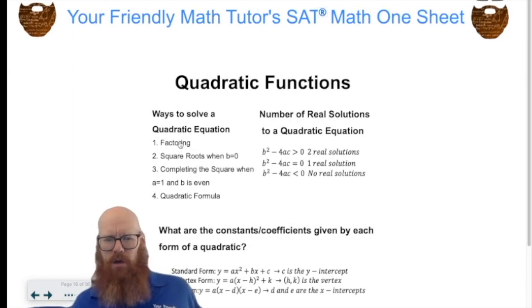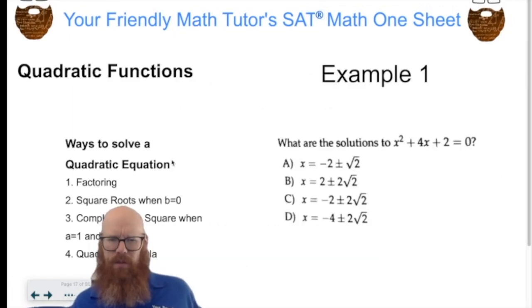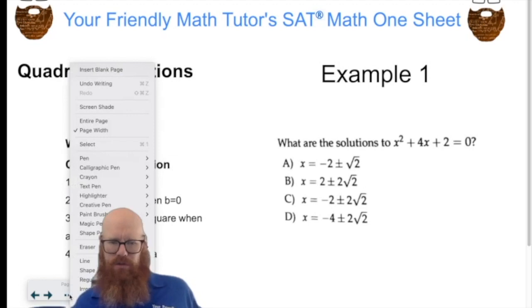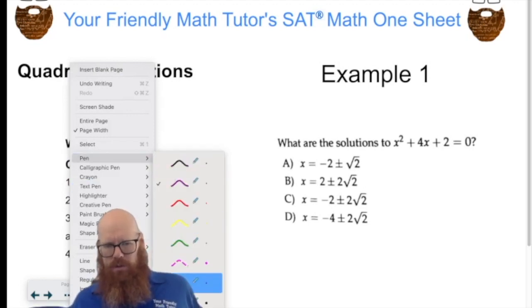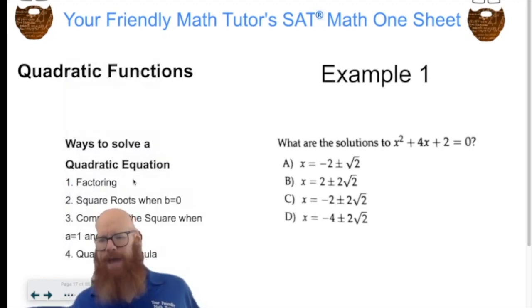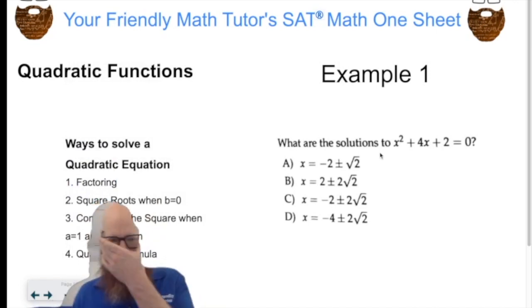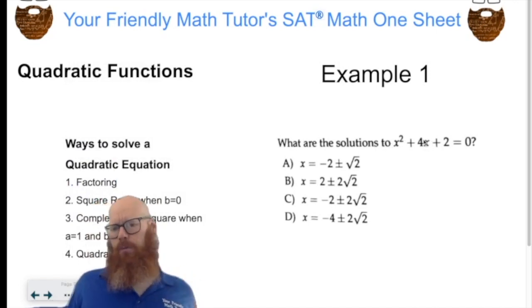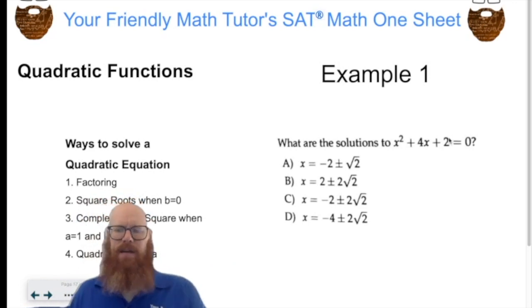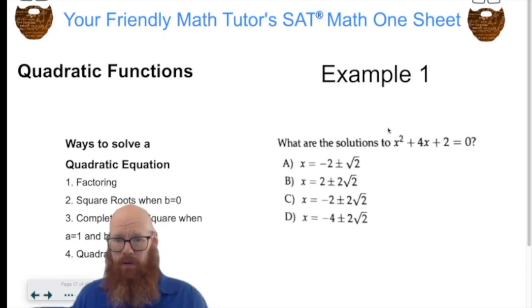So the first part of quadratic functions has to do with ways to solve a quadratic equation. To talk about these, you want to try to factor it first. So if we take a look at this, x squared plus 4x plus 2, in order to factor, we would need to find numbers that multiply to 2 and add to 4. And that's not possible. I would want to use square roots when b is 0, but b is not 0, so I can't use square roots. Then I would use completing the square if a is 1, so check, and b is even, 4, so check.